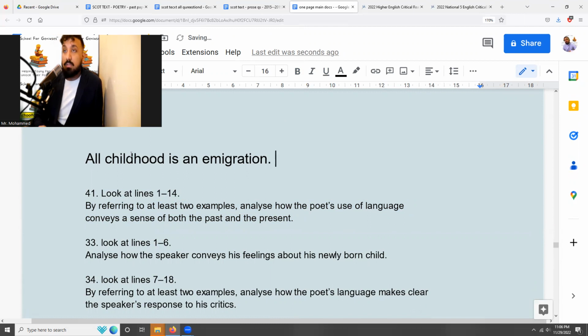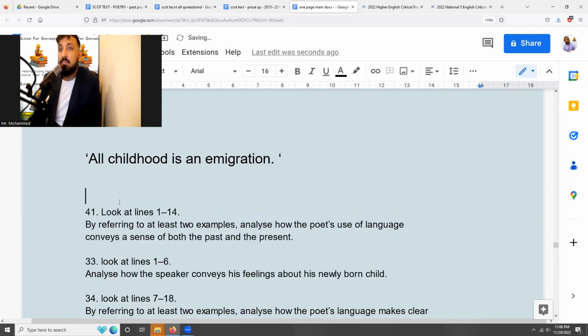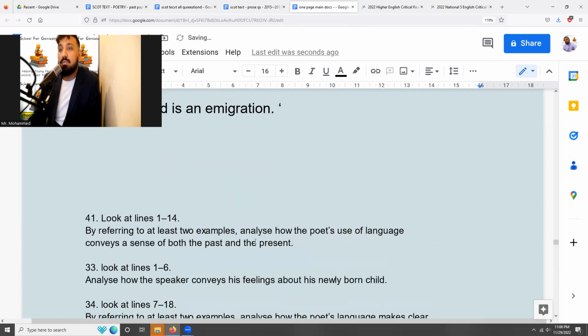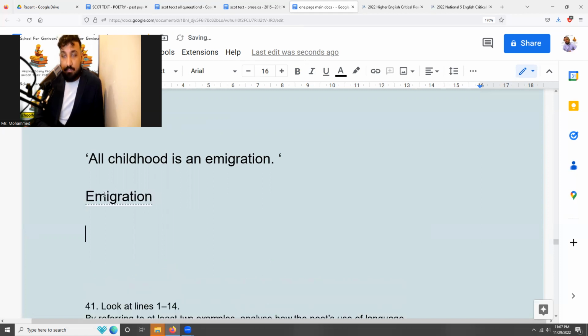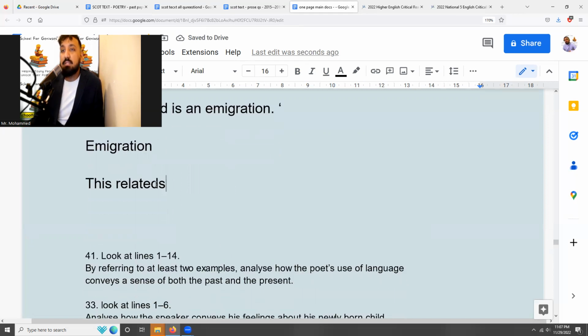That's the quote. Now you can imagine I would have taken this from the extract, so the whole poem would have been up here, and I would have taken this one out. Sense of both past and present. It says language, so I'm going to use word choice. And we'll just imagine that this is a 2-mark question. Probably it's going to be a 4-mark, but we'll say 2-mark just to make things a bit simple. So we'll take the most obvious word here, which is immigration, and then we're just going to talk about how this talks about past and present.